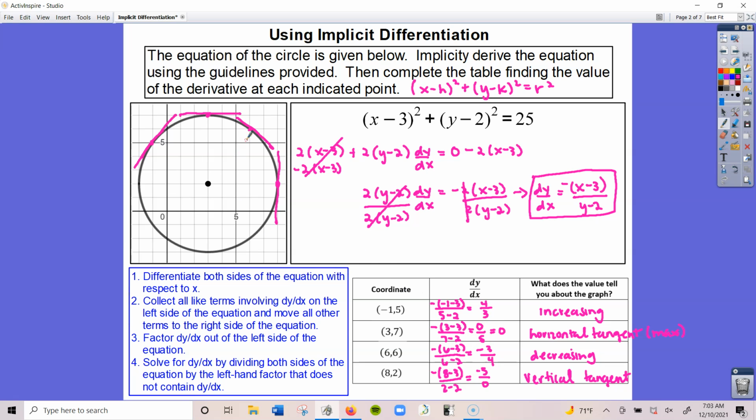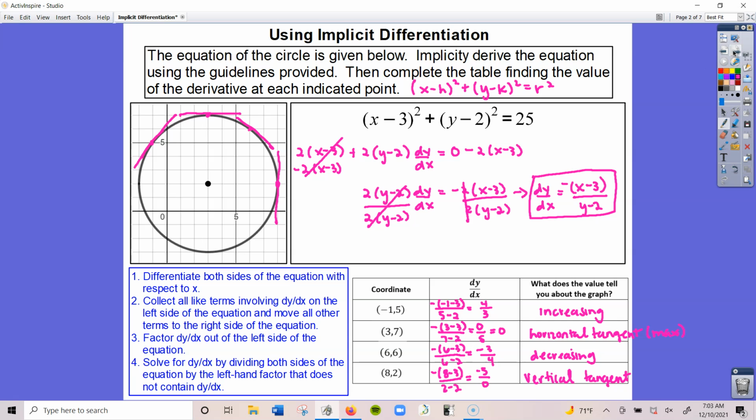So if 0 is in the numerator, that means you have a horizontal tangent line and there's the presence of either a maximum or a minimum. Or if the denominator is 0, that means that we have a vertical tangent line. And just like with the others, a positive derivative means that the graph would be increasing, and a negative derivative means that the graph would be decreasing.